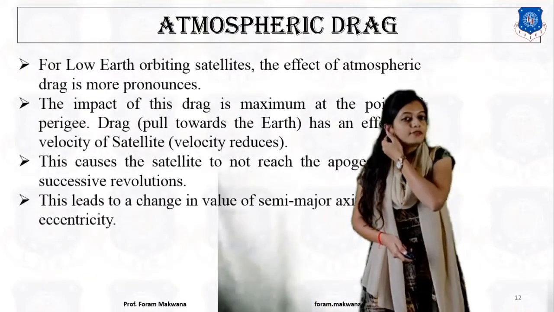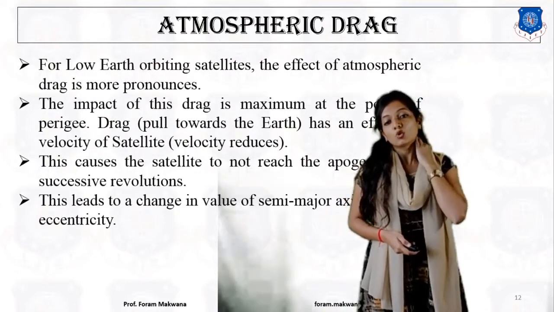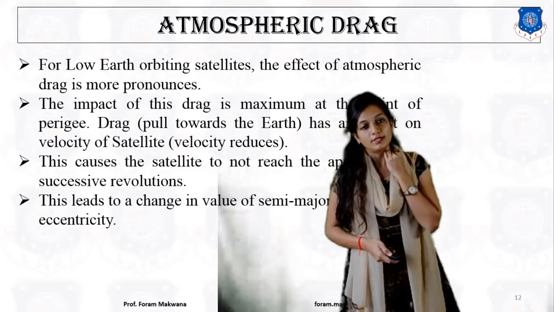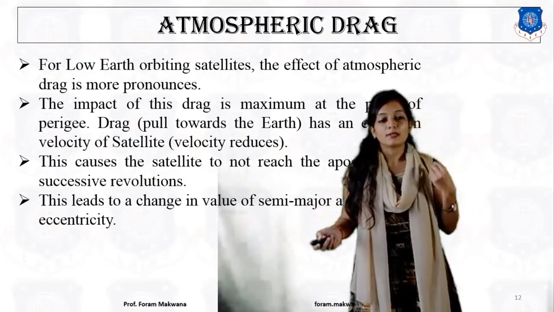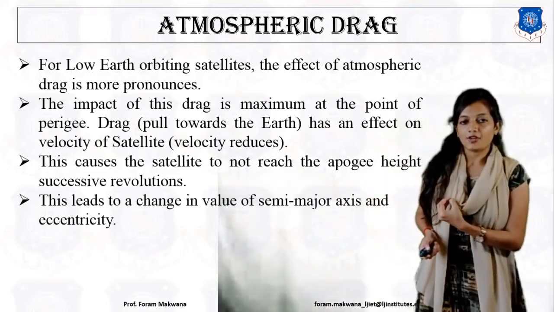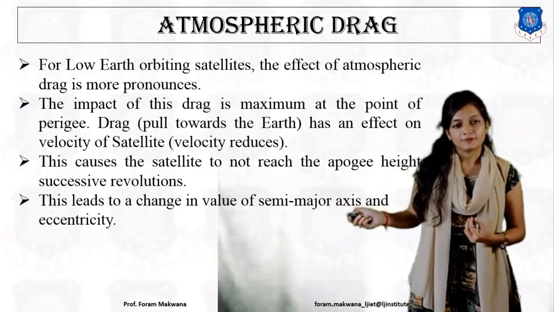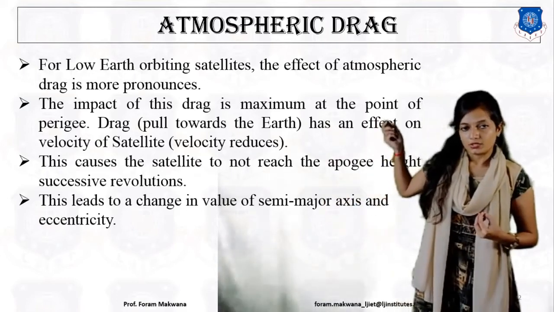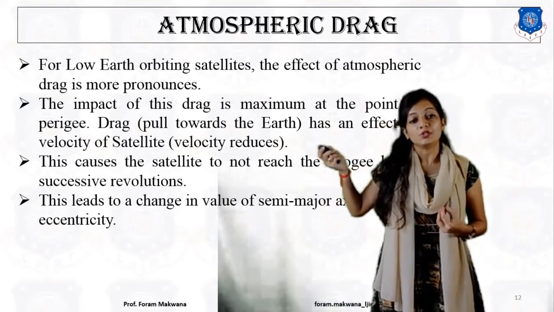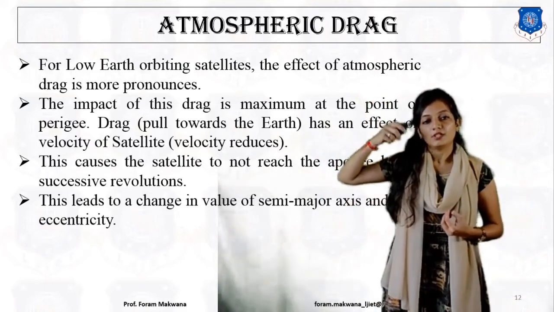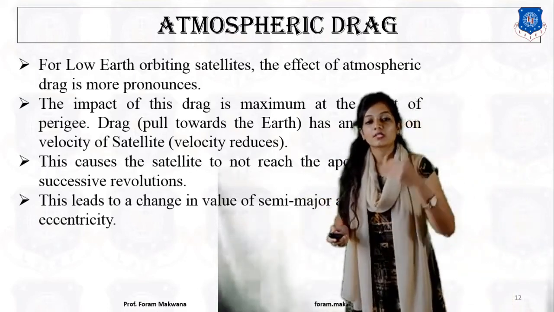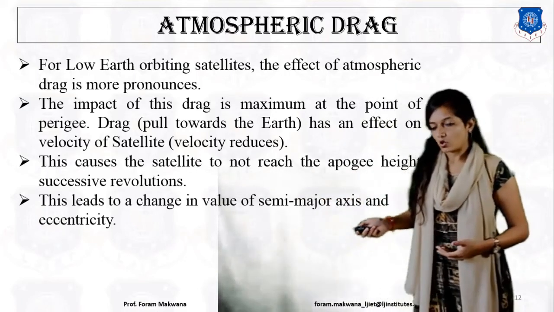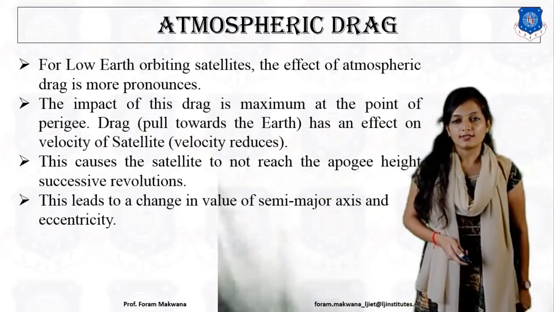Now what is atmospheric drag? We know that it is more pronounced for the LEO, right? So the impact of drag is maximum at the point of perigee. It will cause a drag, that means a pull towards the Earth, which has an effect on the velocity of the satellite. So at the perigee point, the velocity of the satellite will be reduced because of the atmospheric drag. So it will cause the satellite to not reach the apogee height at successive revolutions. So it will cause a change in the semi-major axis and the eccentricity.